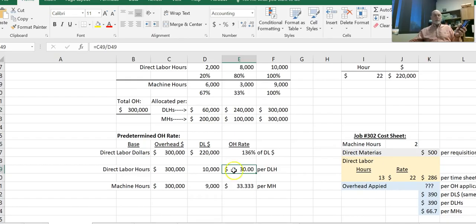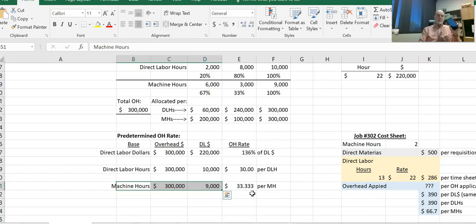And a third example, if we were allocating our overhead based on machine hours, and we had 9,000 total machine hours, well, that's $33.33 of overhead per machine hour. And so, again, if we were using 2 machine hours on a unit, then it would get $66.66 of overhead assigned to it.